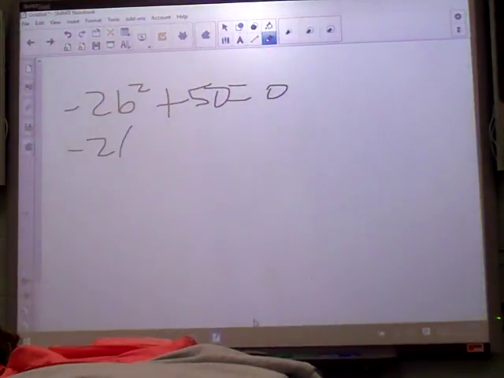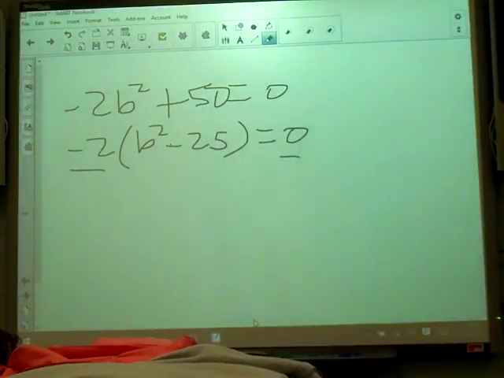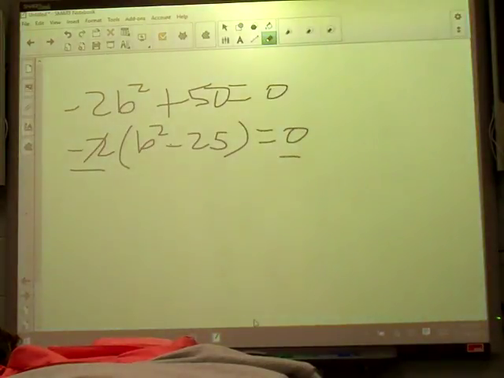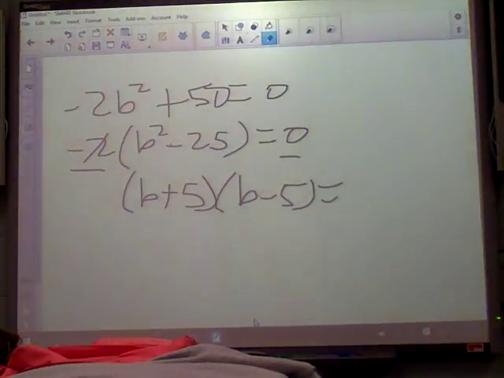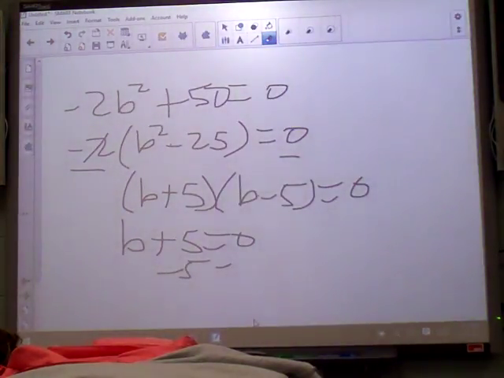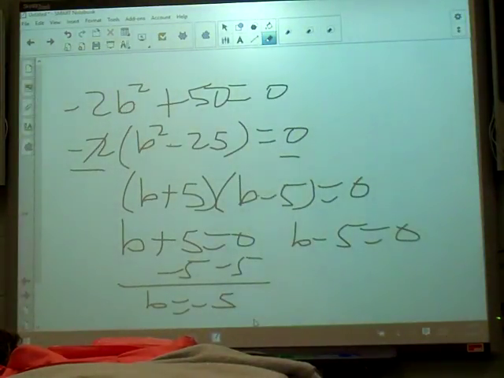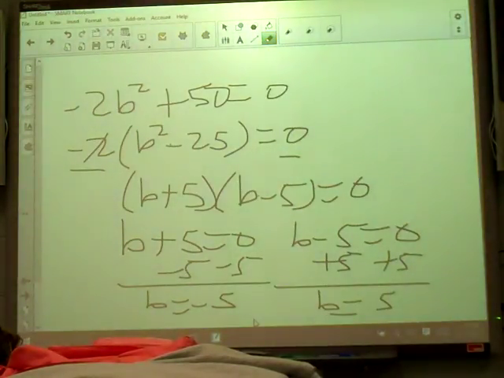I'll take a negative 2 out. That'll leave me with b squared minus 25. Now my negative 2 is a dummy answer because negative 2 doesn't equal 0, so you can just forget about that. B squared minus 25 is a difference of squares. It would factor as b plus 5, b minus 5. So when you set both of those equal to 0, it gets you negative 5 and positive 5. Which was A.